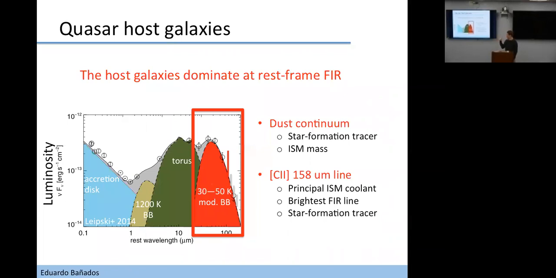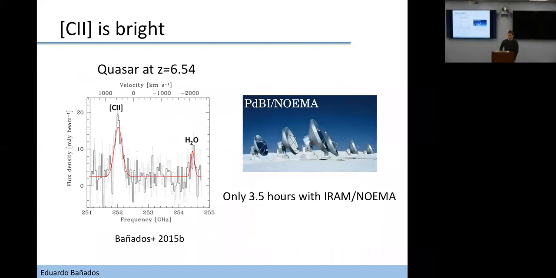But this line is really bright, okay? So we could do this even before ALMA. So this is a 3.5-hour spectrum with the PDBI or NOEMA interferometer in France. And you can see that we have a very nice detection of C+ and even water on a quasar at redshift 6.5. So this was possible before the ALMA era in a reasonable amount of time.